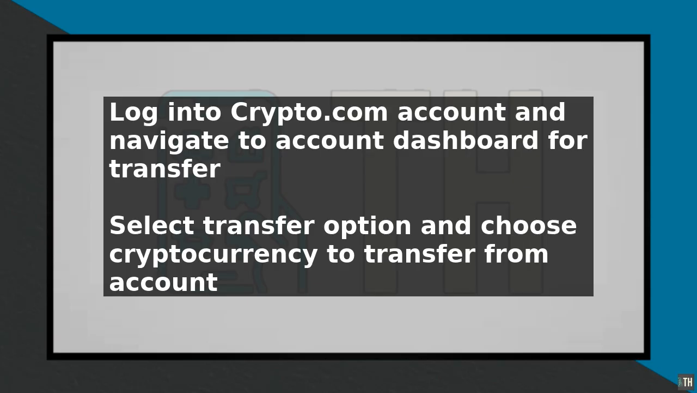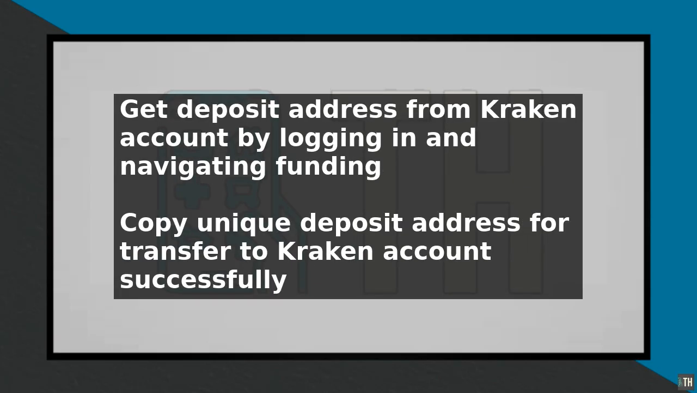Go back to your Crypto.com account and paste the deposit address in the transfer form. Make sure to double-check the address to avoid any errors. Enter the amount you want to transfer and confirm the transaction.